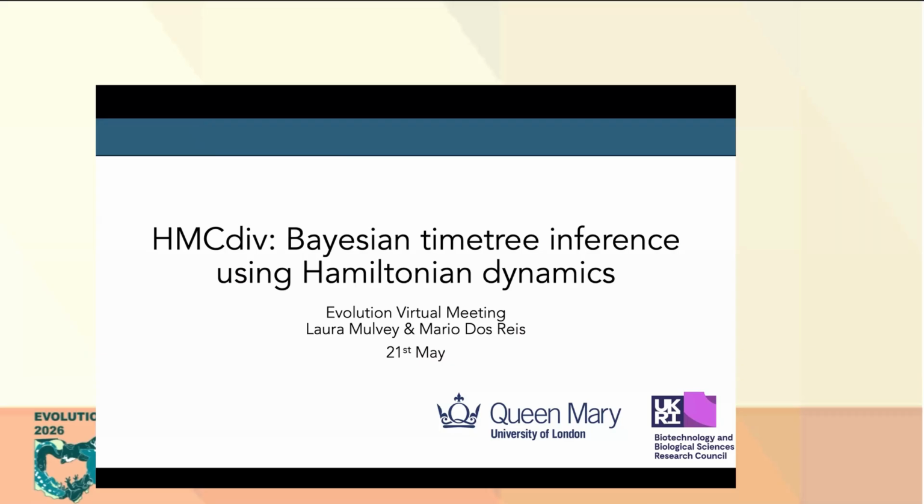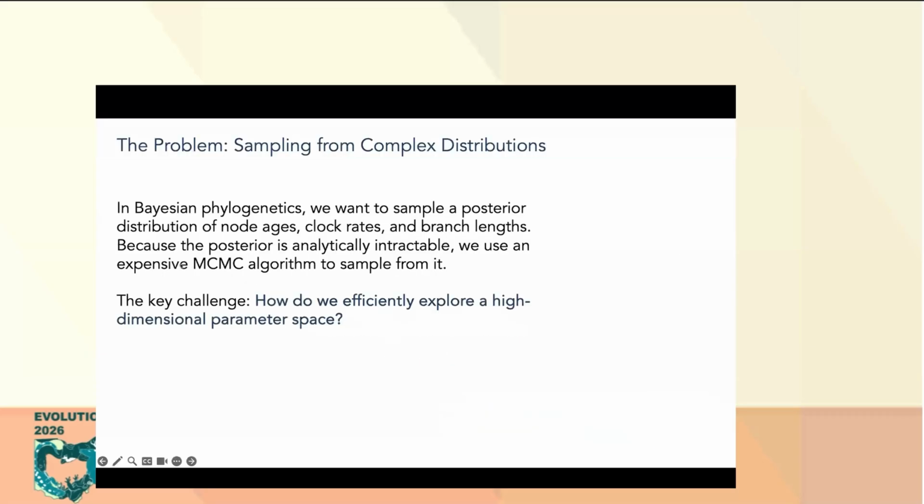Okay, so hi everyone, and thanks. Today I'm going to be talking a bit about some work that I'm doing together with Mario. It's basically looking at an approach for fast divergence time estimation using Hamiltonian dynamics. As we all know, in Bayesian divergence time estimation, we typically want to sample the posterior distribution of our node ages, our clock rates, and our branch lengths. But this posterior is analytically intractable, so we have to use these expensive MCMC algorithms to sample from it. So what I've been looking at is how we efficiently explore this high dimensional parameter space. Basically, during our MCMC, what is the best way to sample through this parameter space?